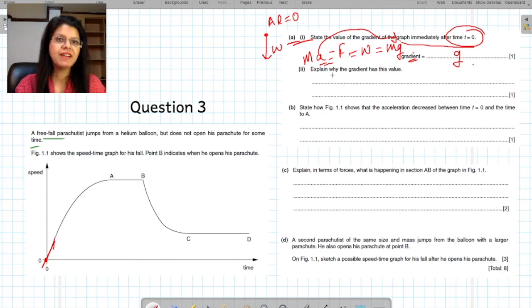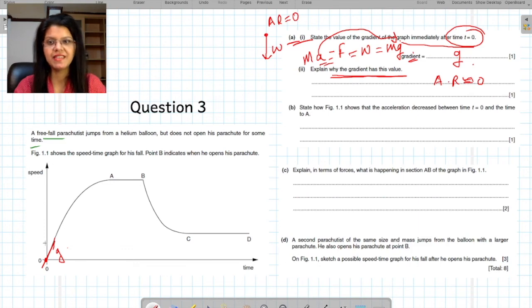So explain why gradient has this value. Why the gradient has this value here? Why the gradient is g? Because you have just taken a fall. The air resistance is almost 0, right? You have just taken the fall. So you have the acceleration due to gravity acting at this point.